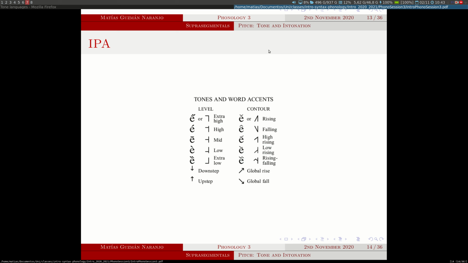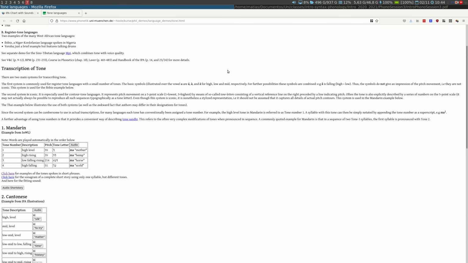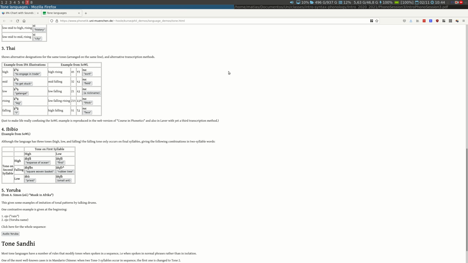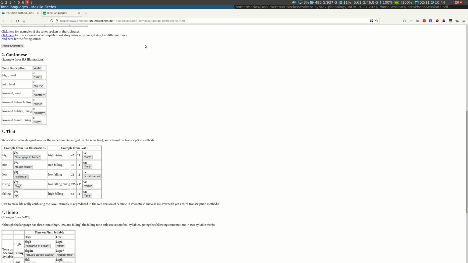We can mark tone using IPA. These are the symbols from extra high to extra low, and for contour tones. So the difference between level tones and contour tones is that a level tone doesn't change throughout the realization of the vowel, and a contour tone does. So let's go back. Yes. So, for example, this is a high tone. Ka. It stays the same. It's a level tone. And this is a contour tone. This is rising. Ka. It changes. It goes from lower to higher.